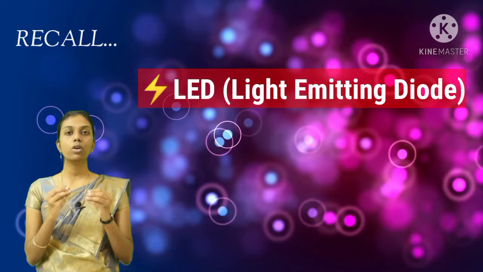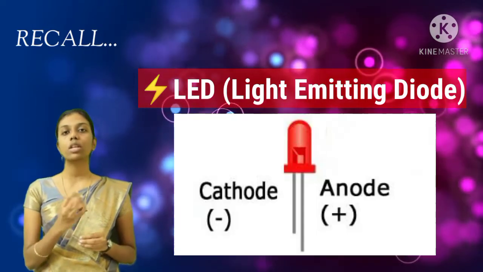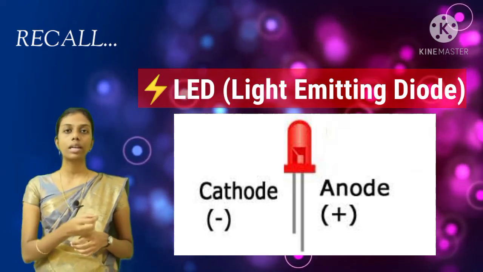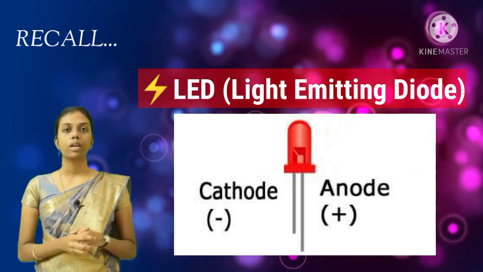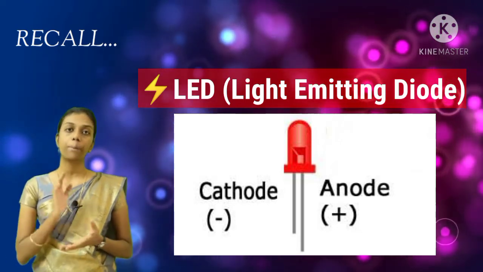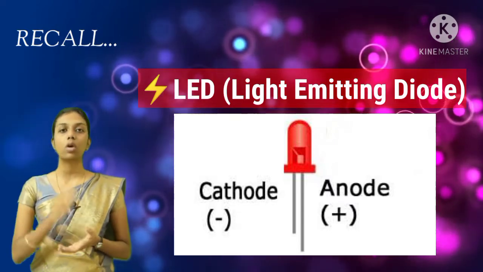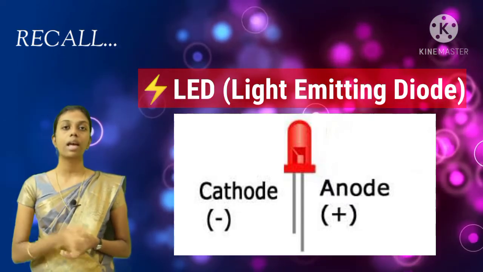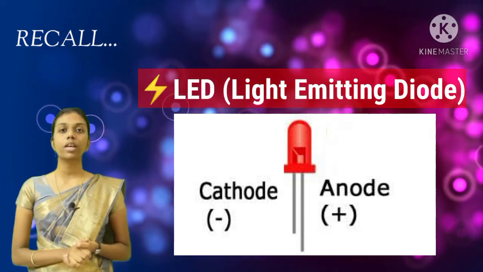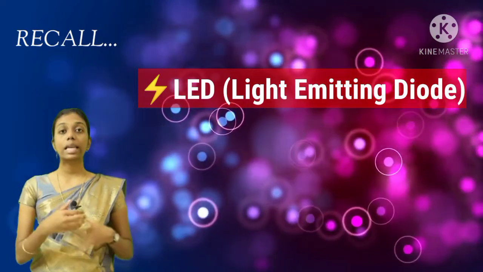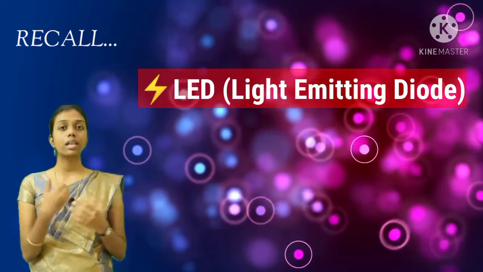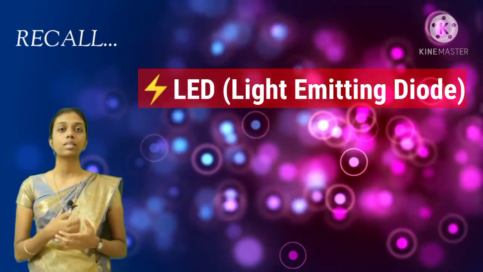And if you take a closer look at an LED, you will observe that there are two leads. One is a longer lead and another one is a shorter lead. The longer lead in an LED is always connected to the positive terminal of the battery, and the shorter lead in an LED is always connected to the negative terminal of the battery. LEDs are available in different colors, and they are increasingly used in all applications nowadays.